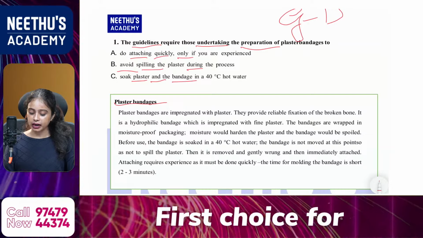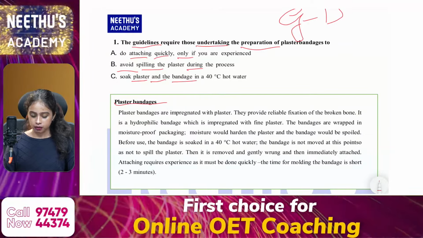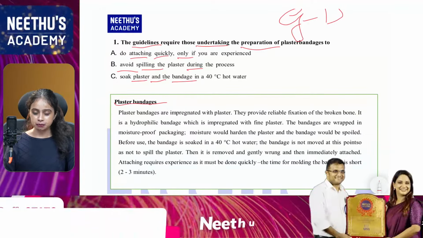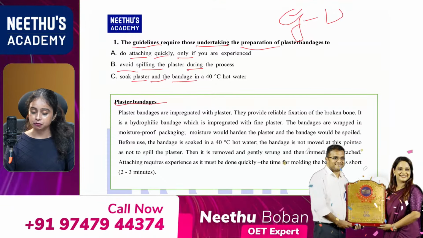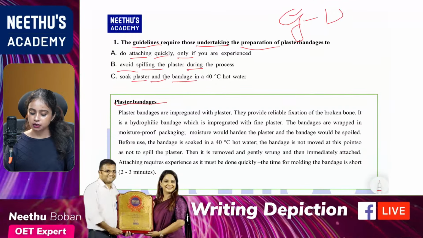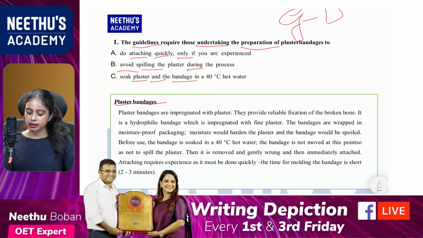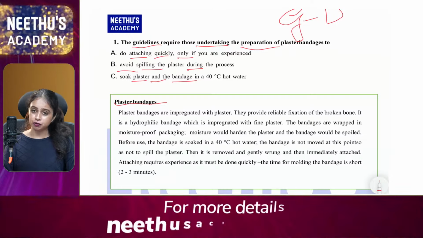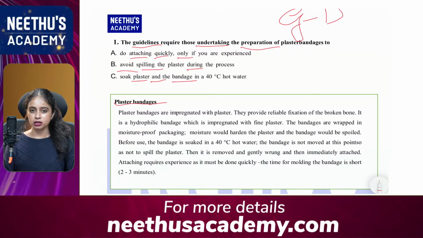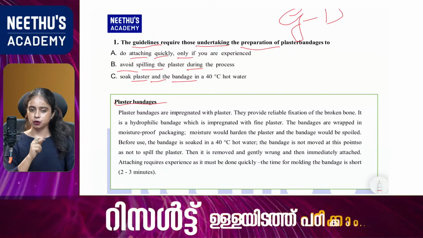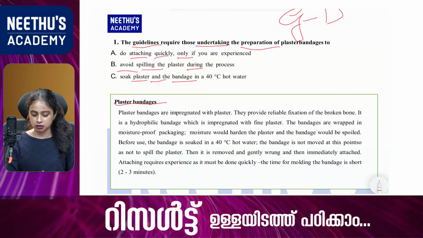They provide reliable fixation of the broken bone. It is a hydrophilic bandage which is impregnated with fine plaster. The bandages are wrapped in moisture-proof packaging. Moisture would harden the plaster and the bandage would be spoiled. Before use, the bandage is soaked in 40 degrees Celsius hot water. So from that line, which option can we eliminate?